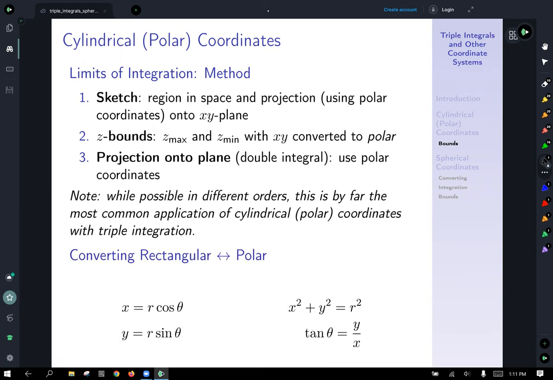So it's going to be necessary to convert between rectangular coordinates and polar coordinates, so let's review those real quick. Here, x is equal to r cosine theta and y is equal to r sine theta. That's our definition of polar coordinates. As a consequence of those two facts, we have these two identities: x squared plus y squared equals r squared, and tangent theta equals y over x. Using those four equations, we can typically take anything given to us in terms of x and y and convert it into polar coordinates.